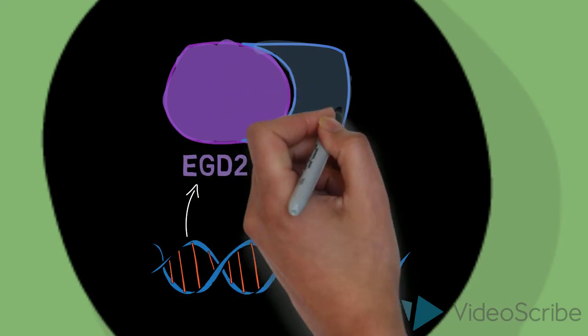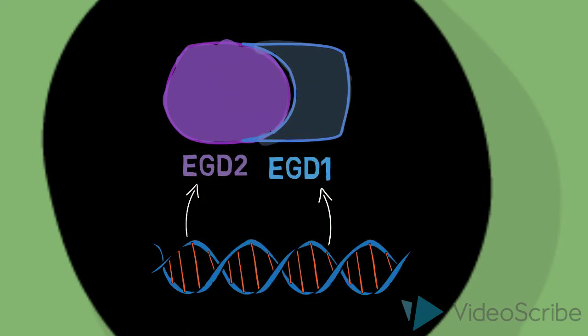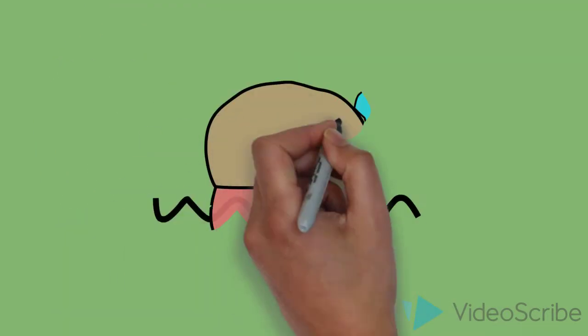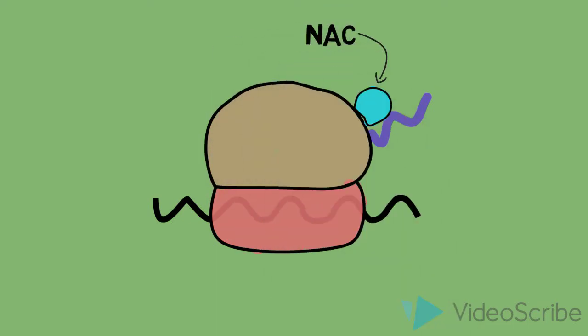EGD2 forms a heterodimer with a similar protein called EGD1 to form the nascent polypeptide-associated complex, or NAC. NAC is associated with cytosolic ribosomes that translate mRNA into polypeptides. During translation, NAC associates with the newly synthesized polypeptide chain emerging from the ribosome.